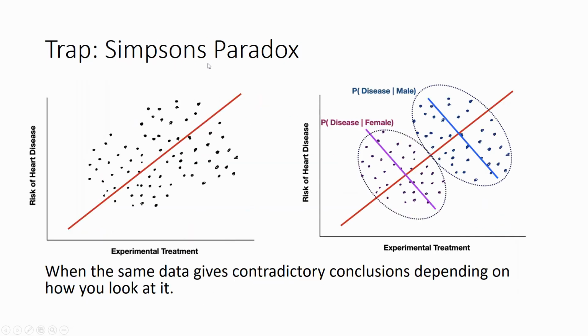Now, Simpson's paradox says that the same data can give contradictory conclusions depending on how you look at it. If you look at the diagram on the left, as you increase treatment, the risk of heart disease increases, which is counterintuitive, right? As you increase treatment, the rate of heart disease is increasing if you plot this line like this. But if you divide this data by gender into male and female, as you increase treatment, the rate of heart disease actually decreases. So the same data gives contradictory conclusions depending on how you look at it.